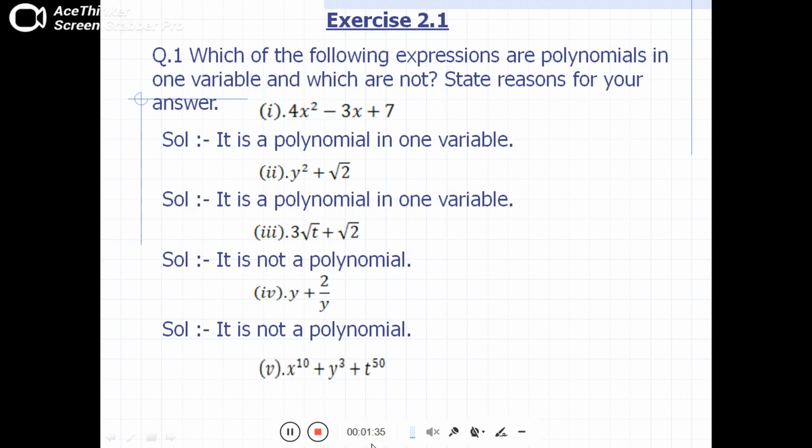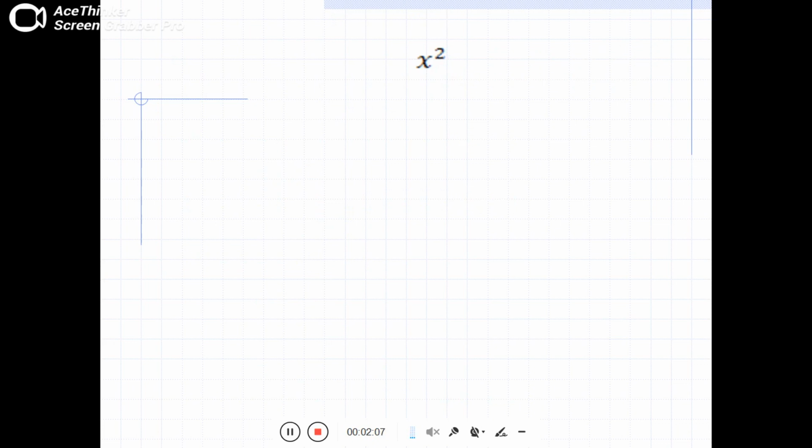See the fifth part. In fifth part is given x raised to 10 plus y raised to 3 plus t raised to 50. So here are 3 variables, but your question is polynomials in one variable, so it is not in one variable. That's why it is a polynomial but it is not in one variable. So your answer is, it is not a polynomial in one variable. Okay, let us see the second sum.